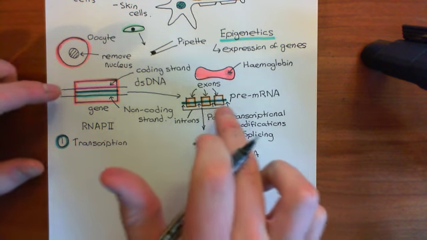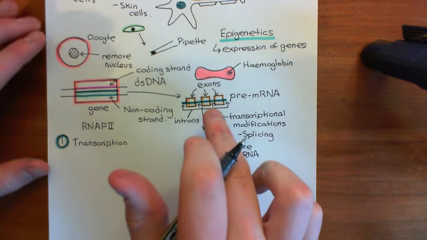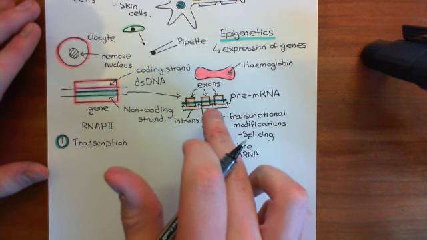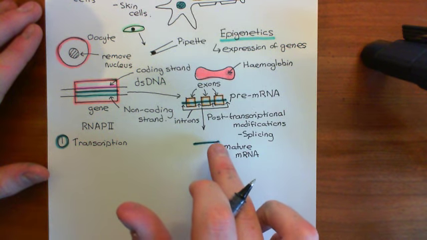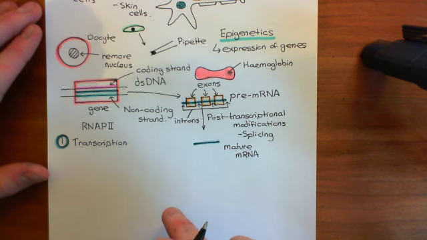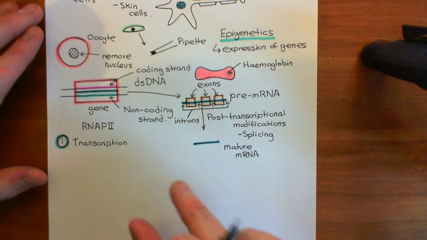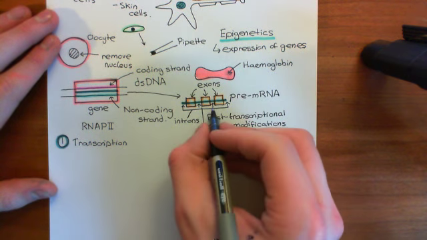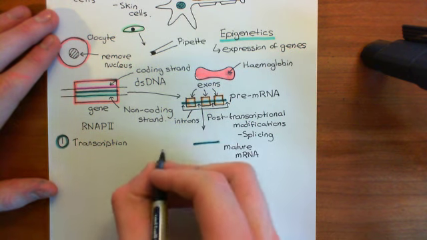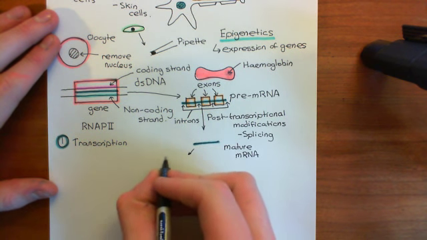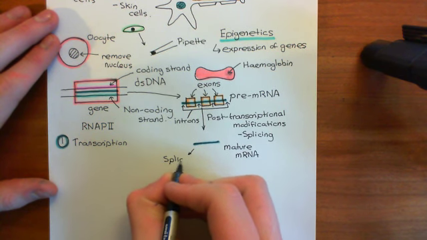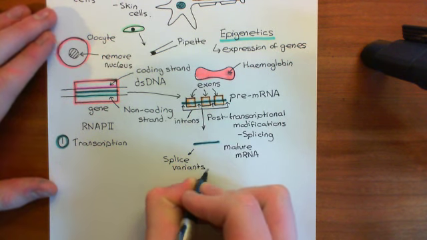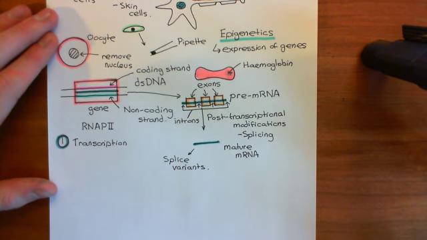Now, in the case of some pre-mRNAs, there are multiple different ways that you can actually splice the pre-mRNA. These different ways of splicing will produce different mature mRNAs, and these different mature mRNAs will go on to produce different proteins. So in the case of some pre-mRNAs, there are multiple what are known as splice variants. There could be multiple different ways of splicing the pre-mRNA, resulting in different mature mRNAs.